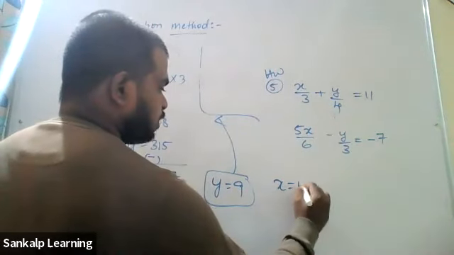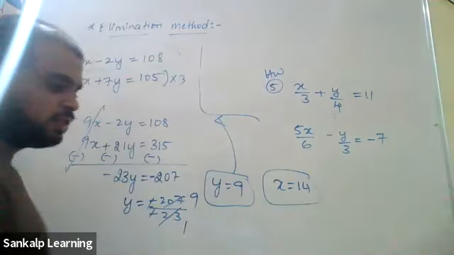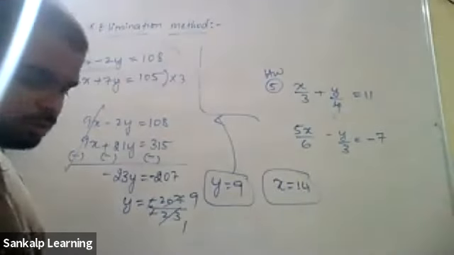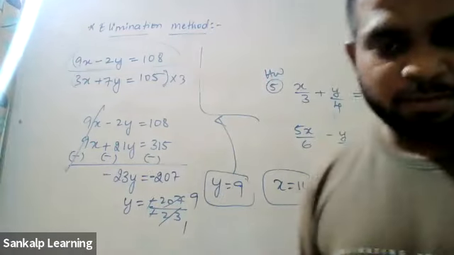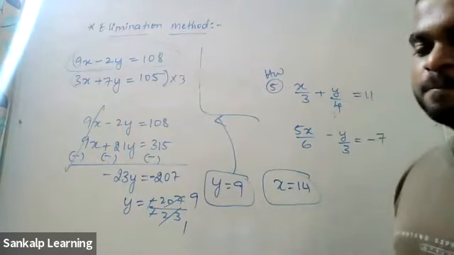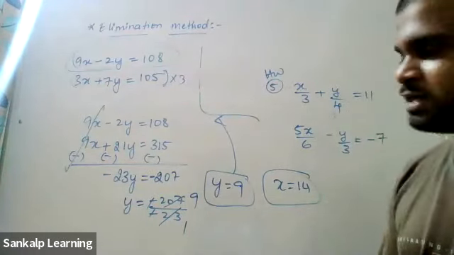X value is 14. X value 14, sir. Yeah. Good. Any method you use is no problem, but you should get the answer correctly and the method should be correct. Okay.